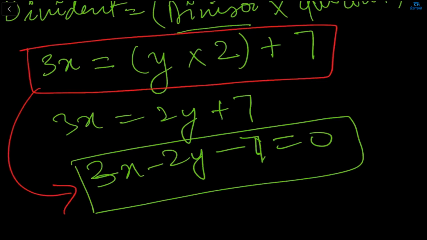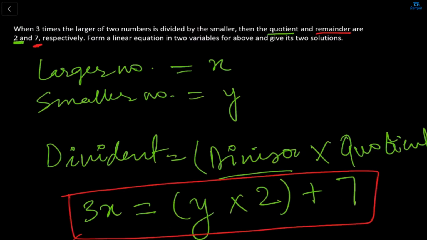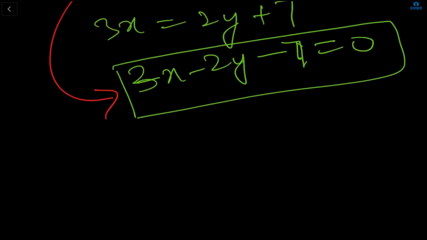Now, tell me two solutions of this equation. It is asking you here. Two solutions means 2 points, 2 ordered pairs. So just quickly give me 2 ordered pairs. You have x and y. Put any value of x, and you get the value of y. Any 2 points you can give.